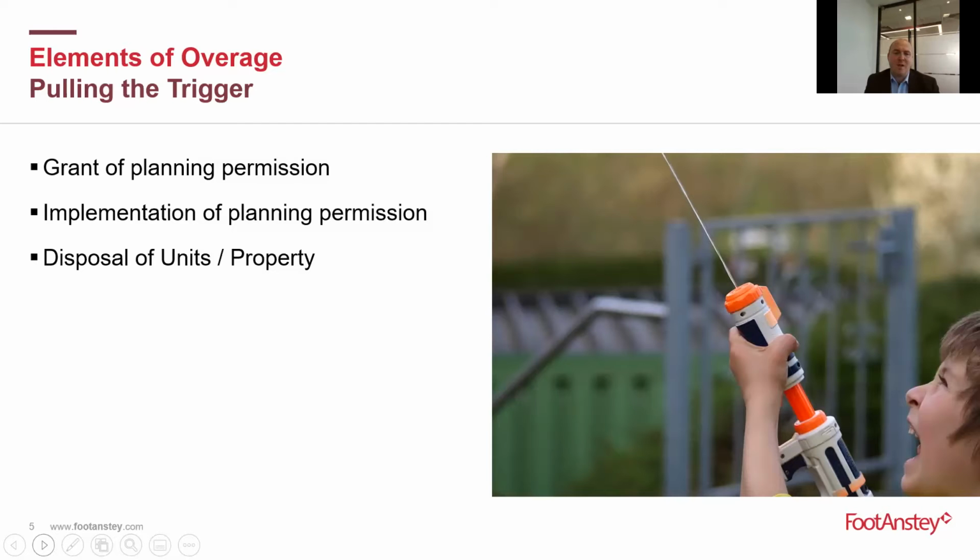Classic examples are the grant of planning permission. Planning permission has been granted, which increases the value of the land. The parties in that case will need to consider what actually will trigger the payment. Will it be outline planning permission, detailed planning permission? What happens if planning permission is granted but then is subsequently revoked by virtue of a successful judicial review challenge?